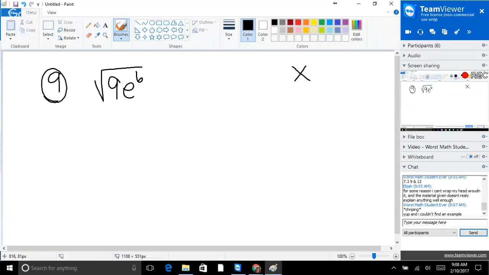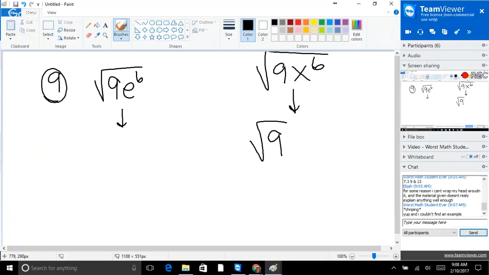So what I mean by that is in your head, you could think of this as the square root of 9x to the 6th power. And whatever you're going to do to something to the x power is what you're going to do to something to the e power. I think it was last chapter, chapter 6 maybe, we did a lot of radicals. We can break up the square root sign, right? We can do the square root of 9, the square root of x to the 6th. The square root of 9 is 3, and the square root of x to the 6th is x to the 3rd.